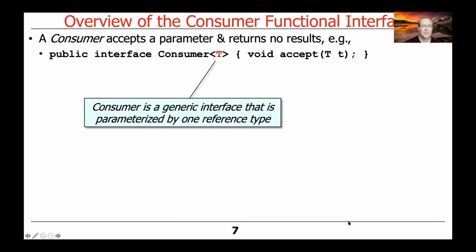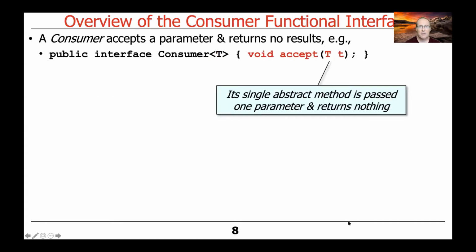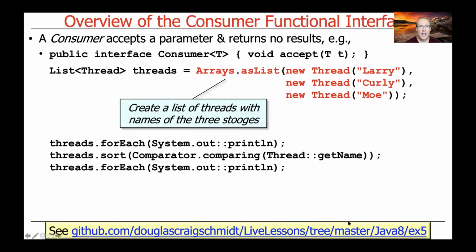To connect everything together, the consumer is a generic interface that's parameterized by one reference type, and it has a single abstract method that's passed one parameter and returns nothing. As you can see here, we have the arrays as list method, which we had done before. And as we had done before, we're going to use our stooge threads example. So we're going to make ourselves a list of stooge threads. This is in the EX5 example in my Java repository in my GitHub account.